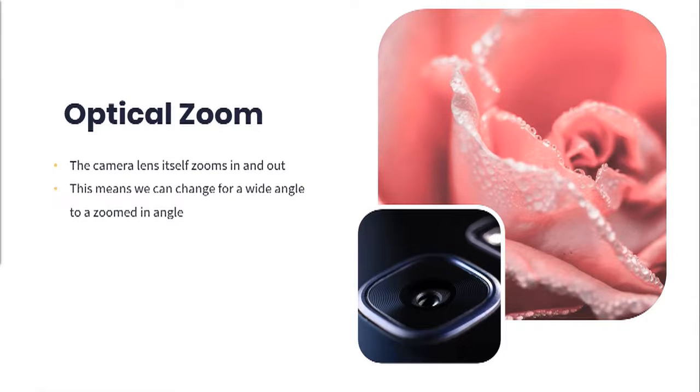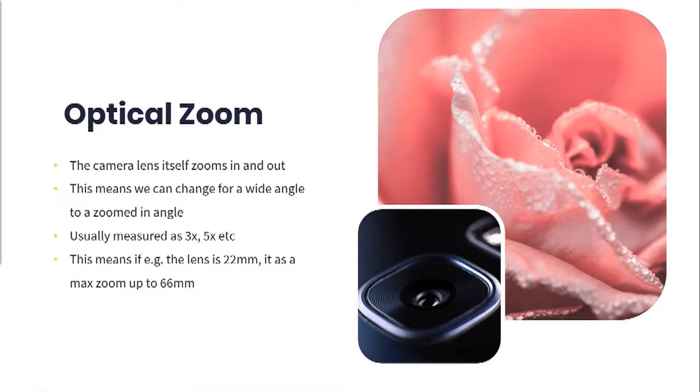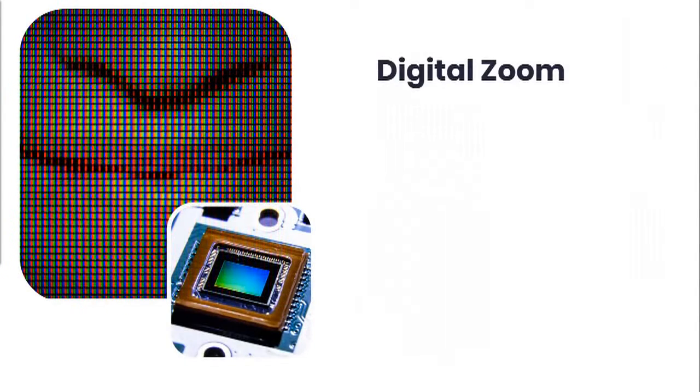This means we can change from a wide angle to a zoomed in angle. They're usually measured in multiplication, so whether it's 3 times or 5 times or 10 times, it can be up to 30 times, even beyond that, depending on the type of camera that you're using. And this means, for example, if you're using a smartphone, lenses tend to be about 22 millimeters. And if I have a 3 times optical zoom, it's going to be a maximum of 66 millimeters.